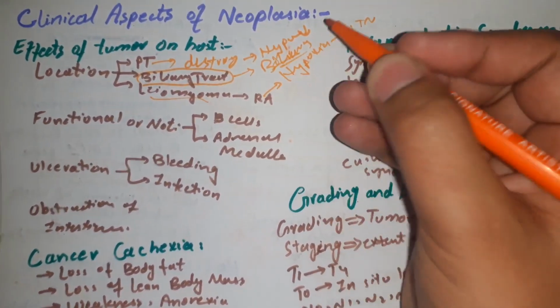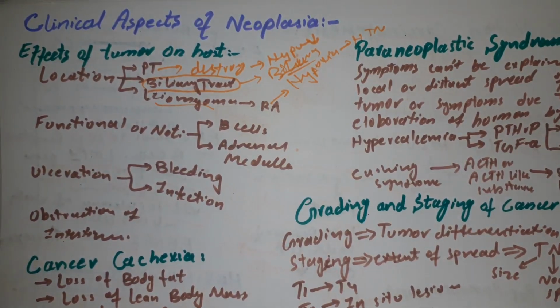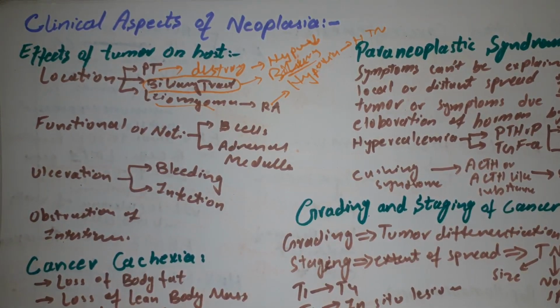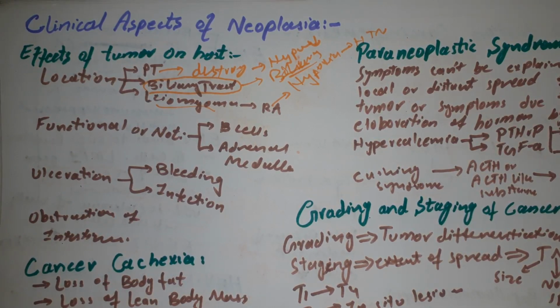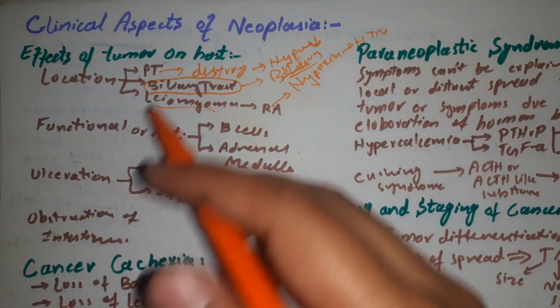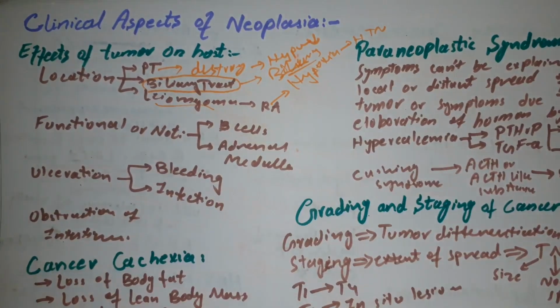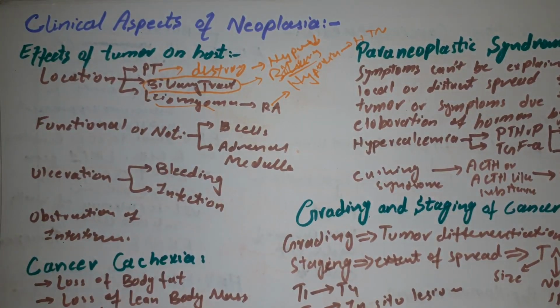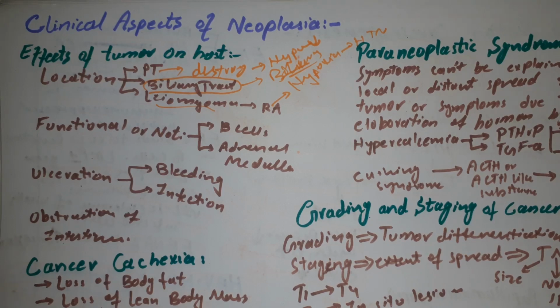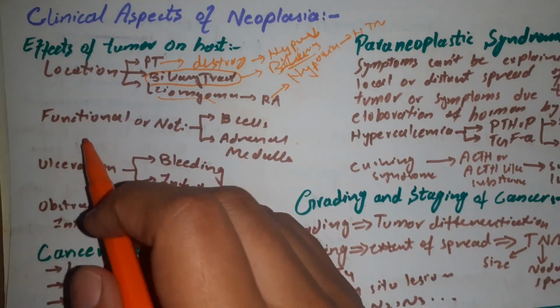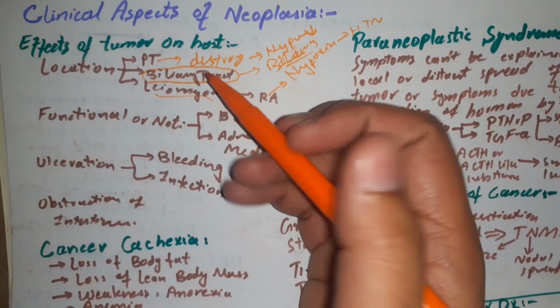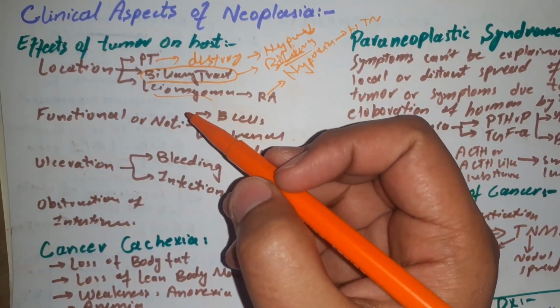However, tumors of the ovaries, as well as tumors in the abdominal cavity, can grow to a comparatively larger size and show little effect as compared to tumors at these critical locations. So the location of the tumor is very important in determining the clinical effects of the tumor. Moreover, the clinical effects of a tumor also depend upon whether it is functional or non-functional. What does it mean? It means that it is producing hormones or it is not producing hormones.